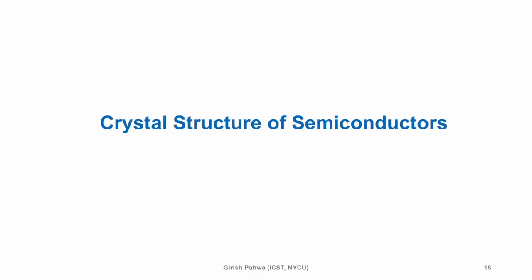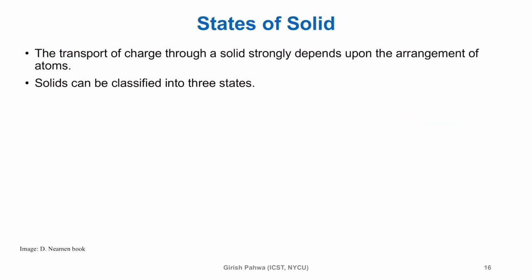Now we'll talk about the crystal structure of the semiconductors. So let's talk about the states of a solid. Why does it matter? When you have the flow of charges through a solid, it strongly depends on the arrangement of atoms, how they are arranged. Okay? So solids can be classified into three states depending upon the arrangement of atoms.